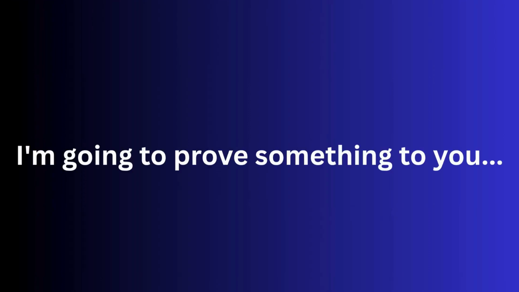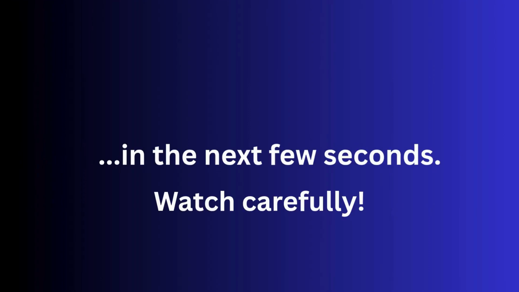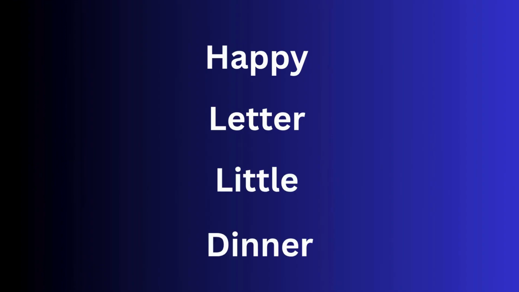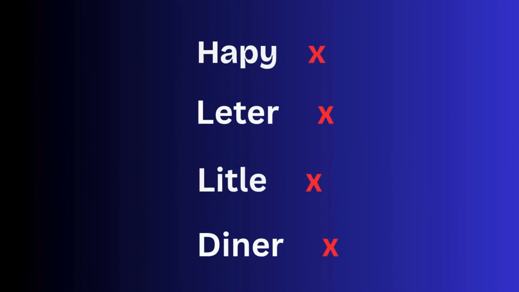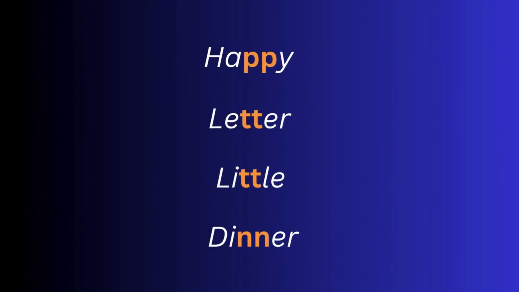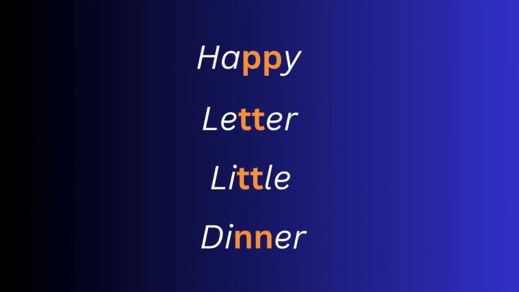I'm going to prove something to you in the next few seconds. Most English learners already know words like happy, letter, little, and dinner. But many of them still spell these words incorrectly. Why? Because they don't notice one tiny detail hidden in the middle of the word.